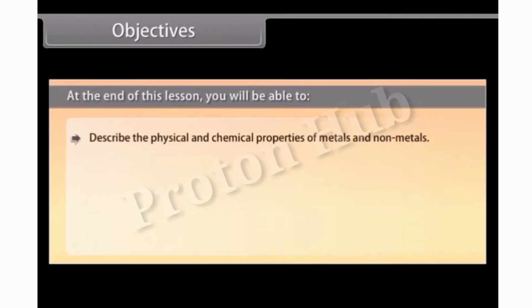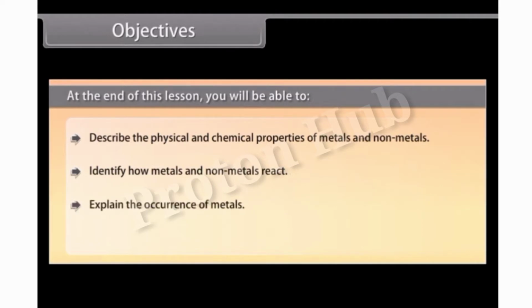Objectives. At the end of this lesson, you'll be able to describe the physical and chemical properties of metals and nonmetals, identify how metals and nonmetals react, explain the occurrence of metals, describe corrosion.